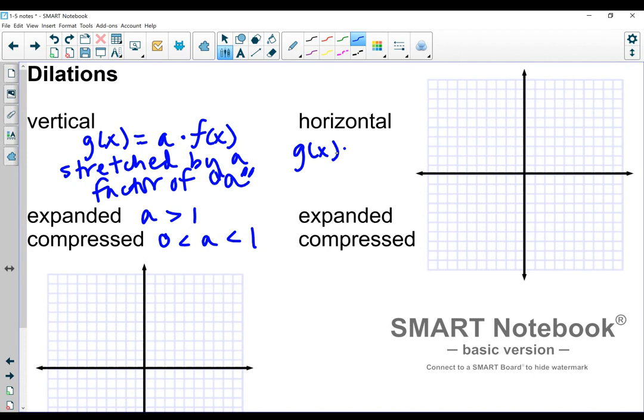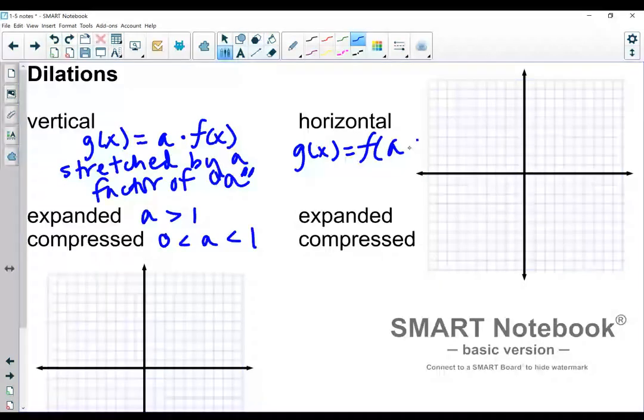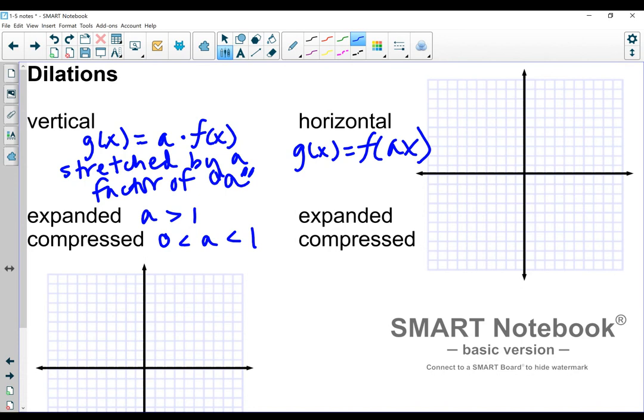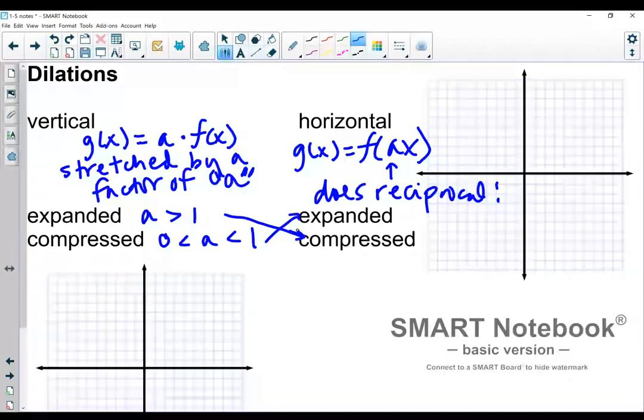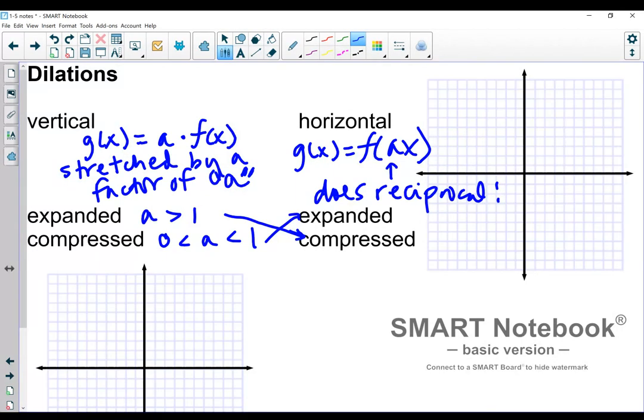g of x will be equal to f of ax. So in order to do horizontal, we have to go inside the parentheses with the x instead. And this one does the reciprocal. And so like I've already told you here, the expanded and compressed are going to be backwards from each other. It does the reciprocal. So whenever I do the vertical, it's multiplying, it's doing exactly what it says. When I'm doing the horizontal, it's really the inverse. So if I was adding a number to x, I'm really moving it in the negative direction. If I'm multiplying it by something, I'm really multiplying it by its reciprocal, so the inverse instead.